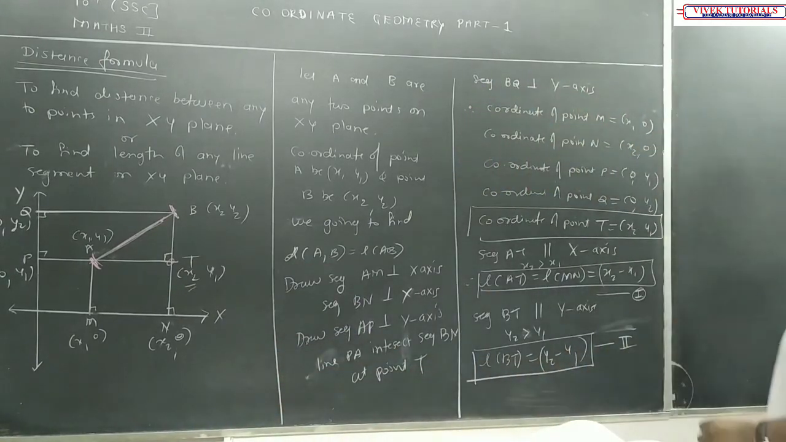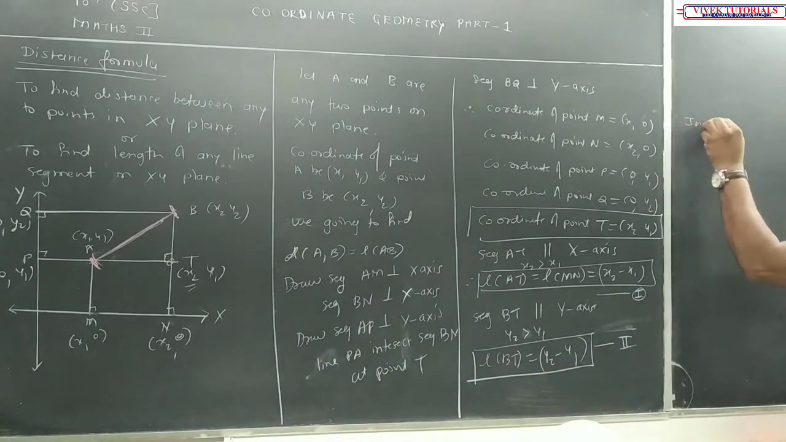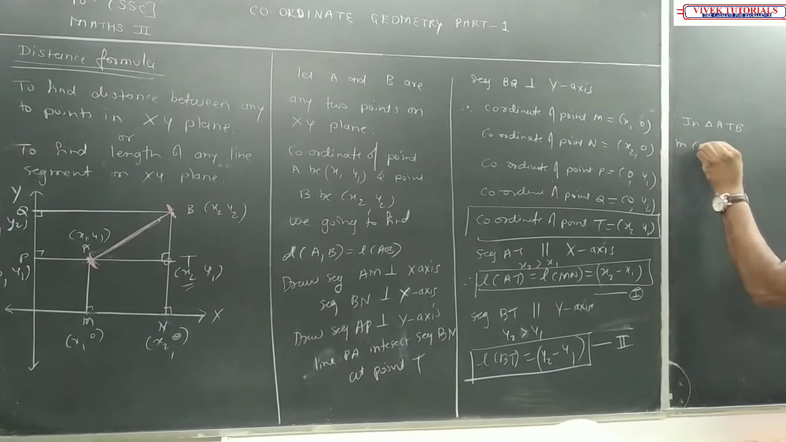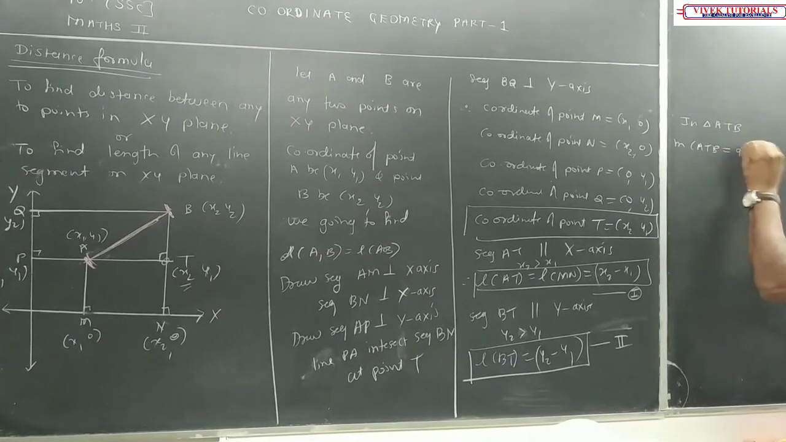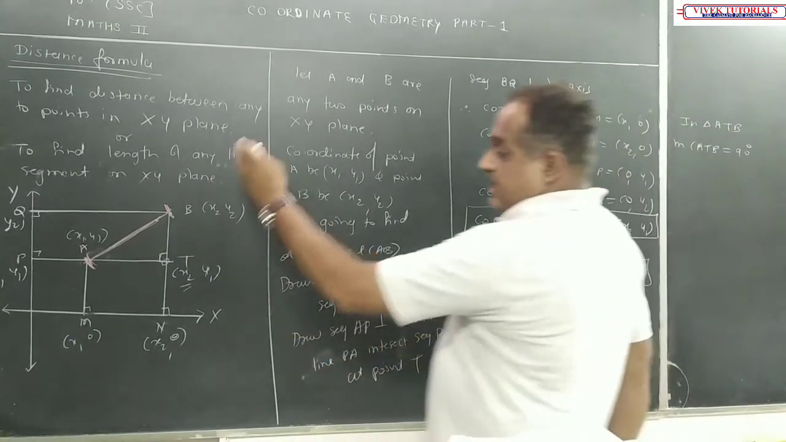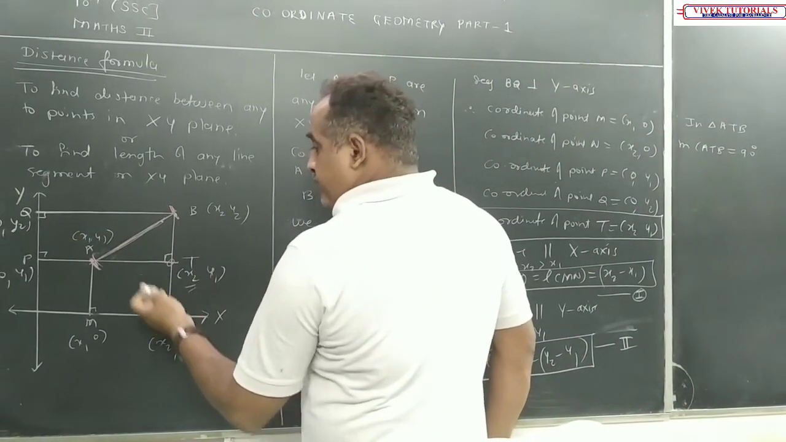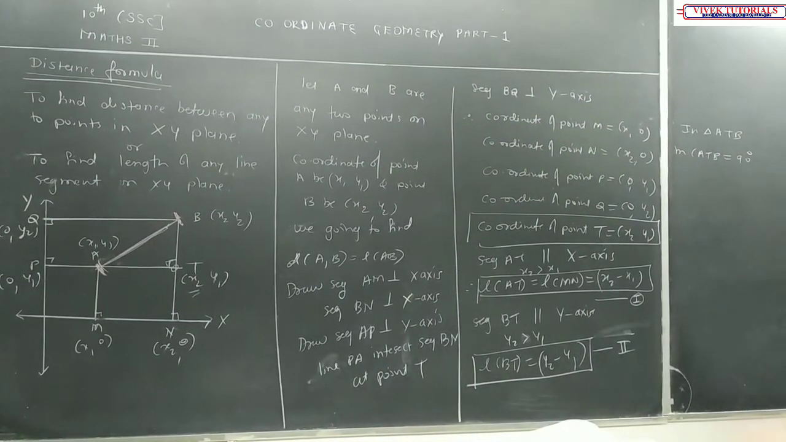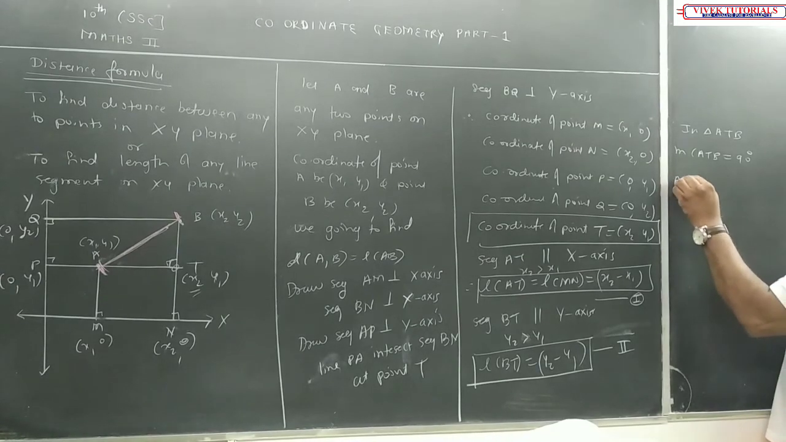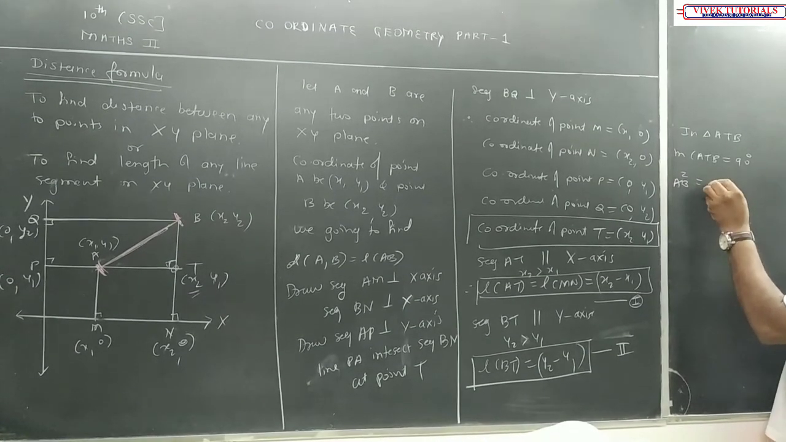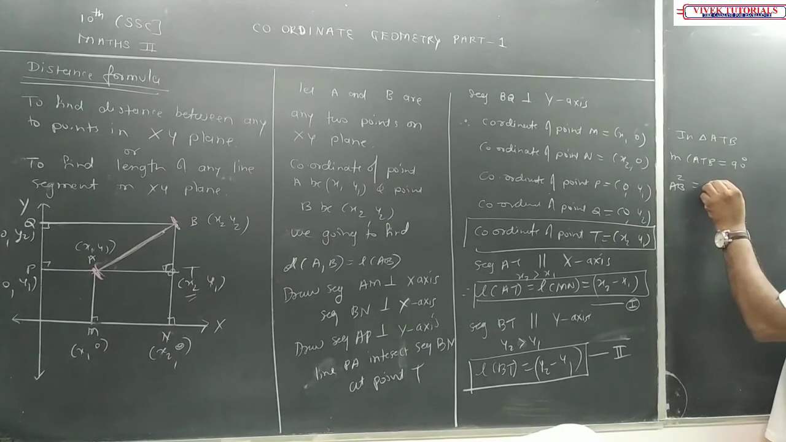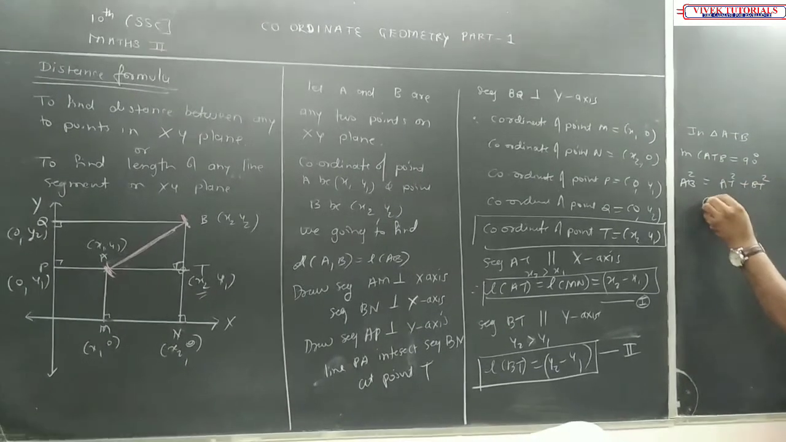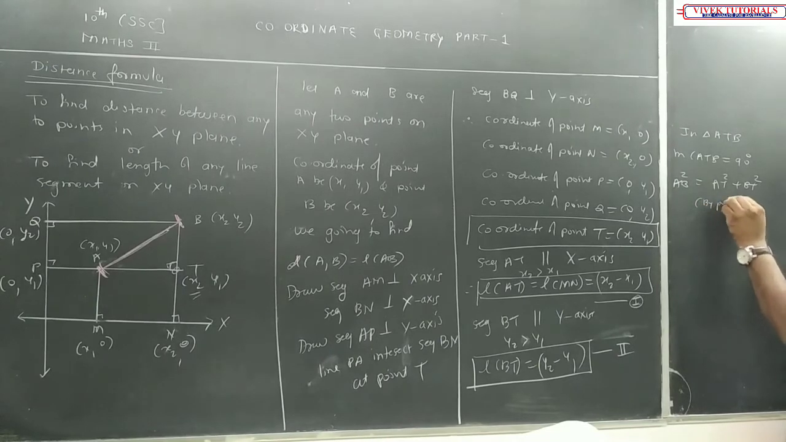So what I am going to do at last, in triangle ATB, measure of angle ATB is equal to 90 degree. देखो, it is the angle between x and y axis only. Correct? तो ये कितना हो गया? 90 degree. और now I am going to apply Pythagoras theorem. So AB square is equal to AT square plus BT square, I am going to write by Pythagoras theorem.